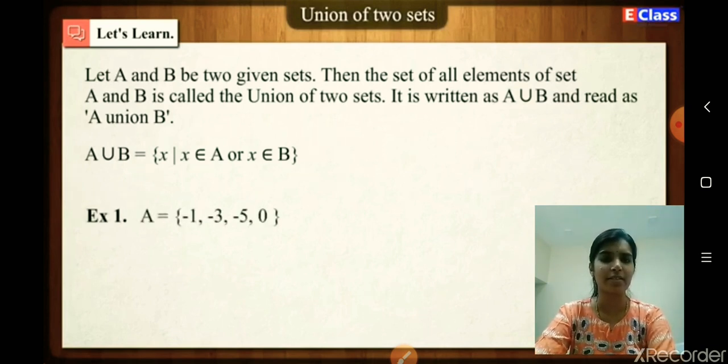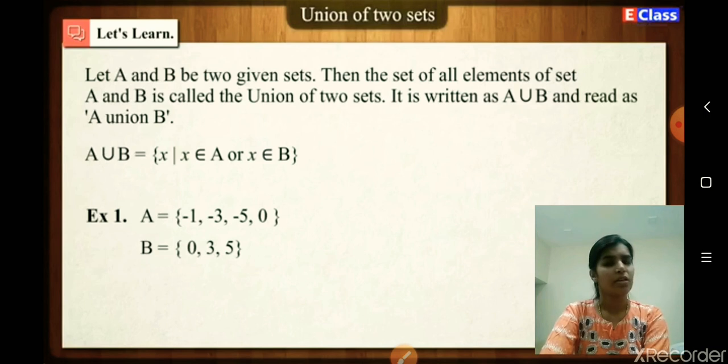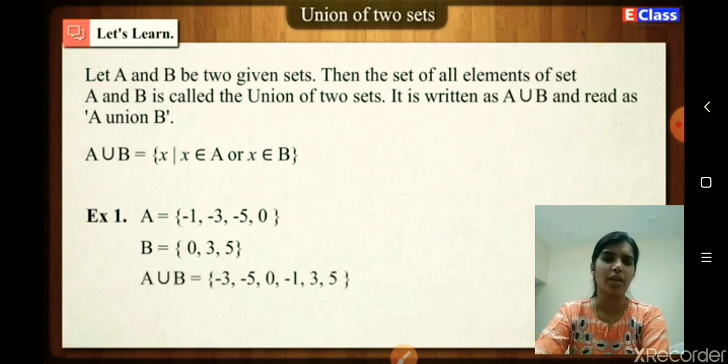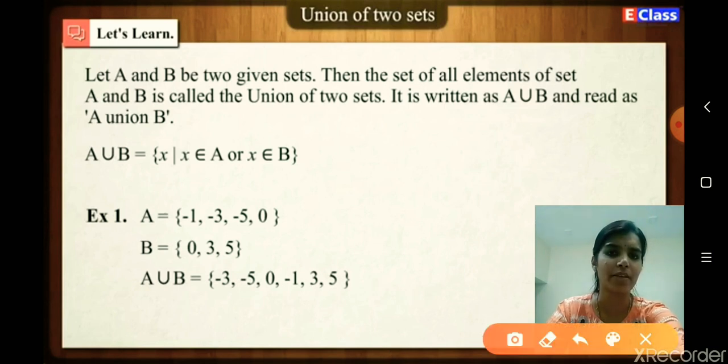We will see one example. Set A is given to us: -1, -3, -5 and 0. So these four elements are in the set A. Okay. Then we have the next set for finding the union. Set B is equal to 0, 3, 5. So we are finding the union of these two sets. So A union B is -3, -5, 0, -1, 3, 5. So all the elements combined we write in one set. So this is the union of two sets.